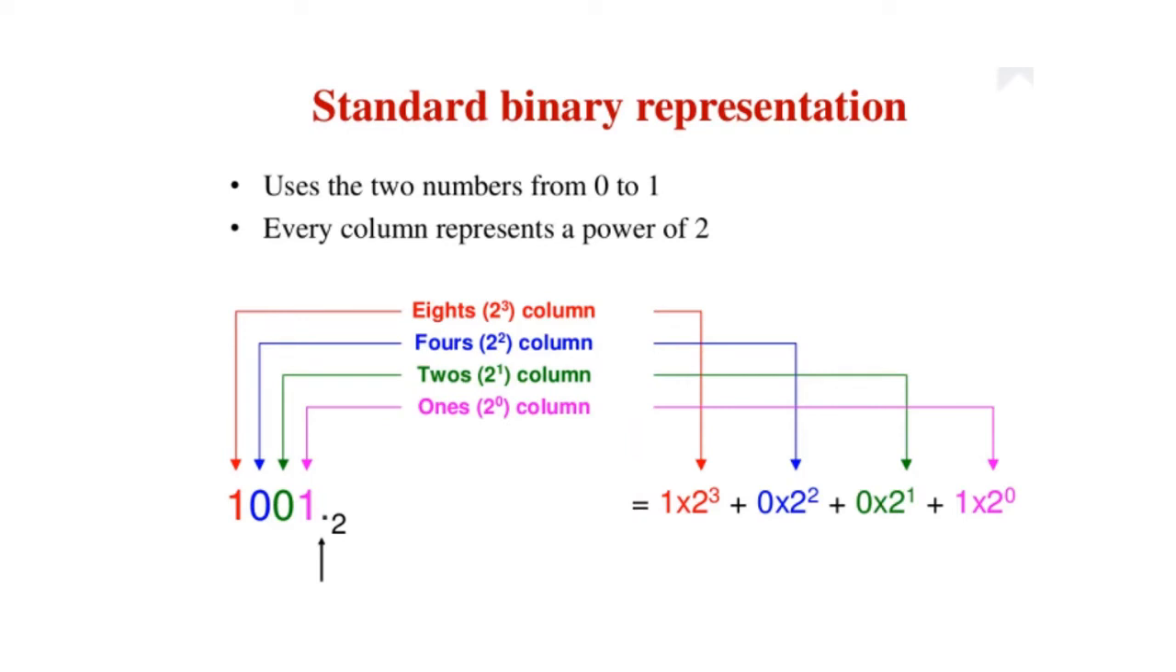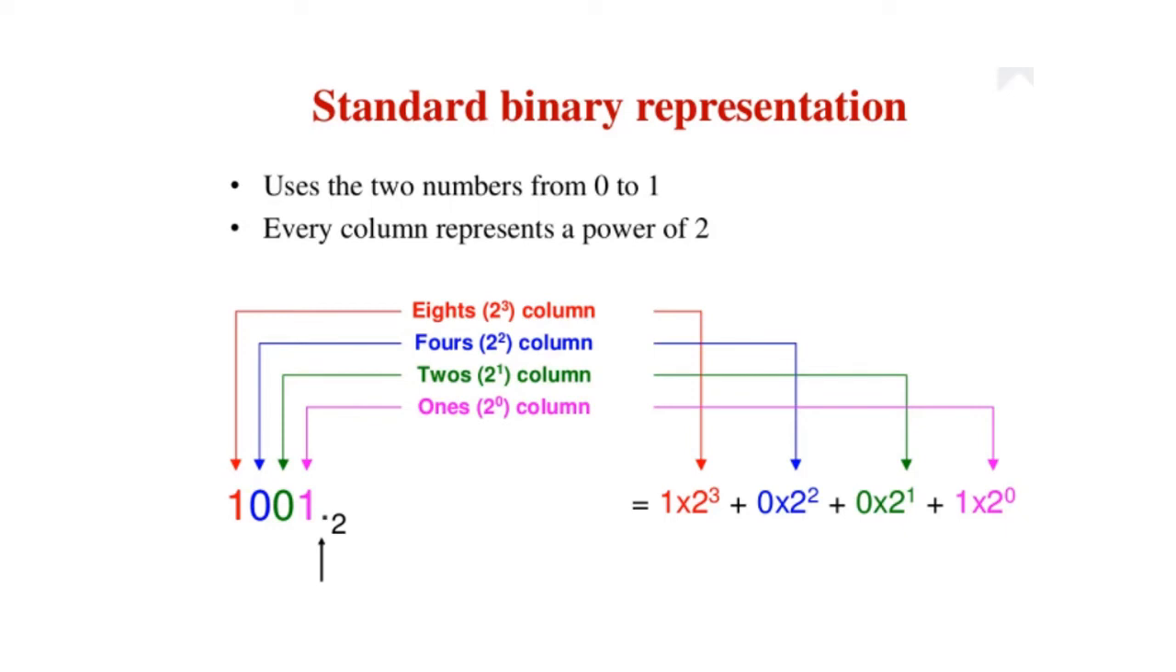Next is standard binary representation. For standard binary representation, we have to use the two numbers from 0 to 1. So every column will represent a power of 2. Here one example has been shown, that is 1001 base 2. So the first column will be the 1's column, that is 2 to the power of 0.